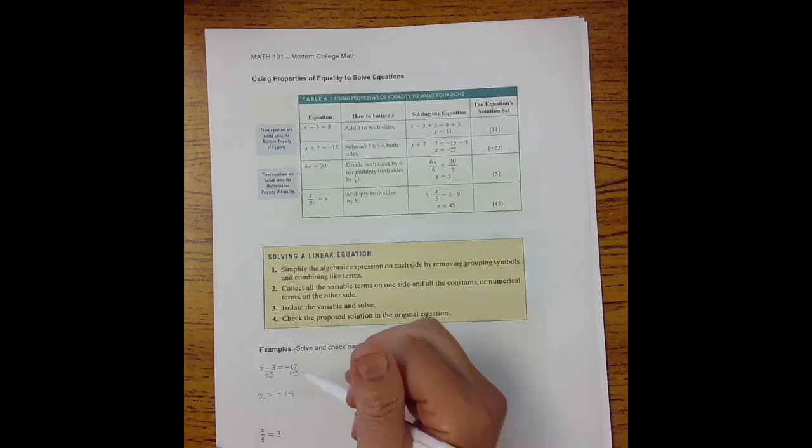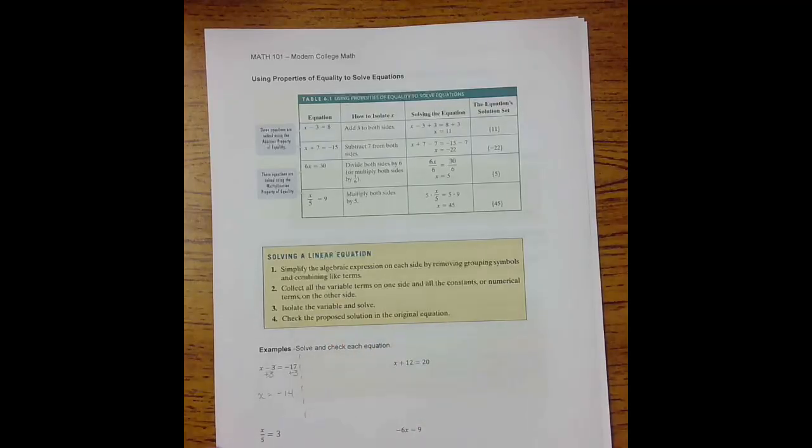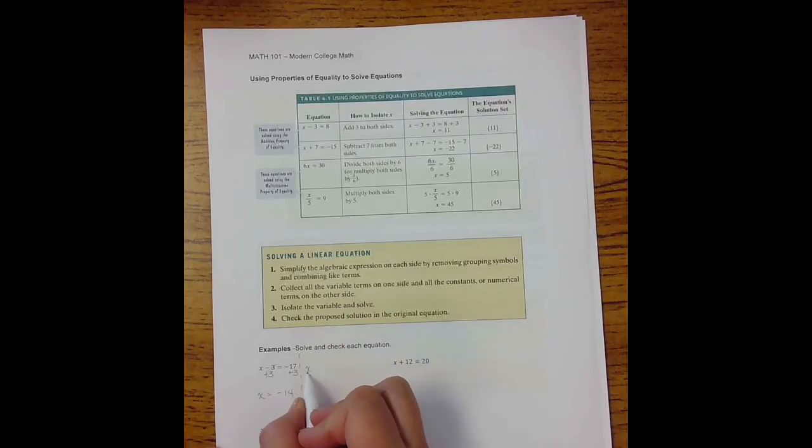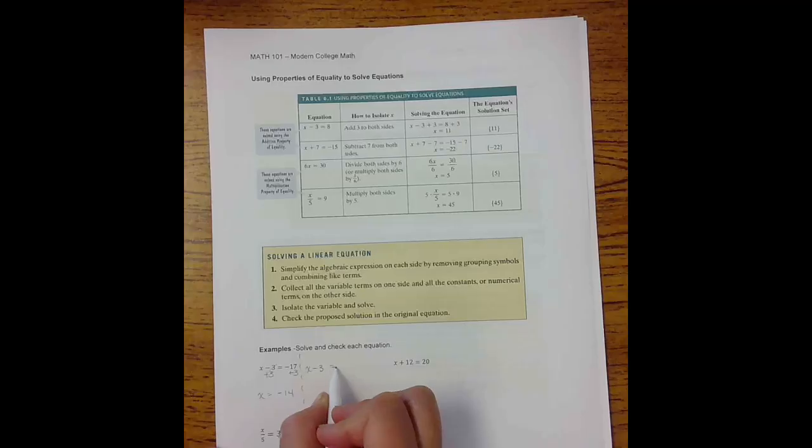Some of your books, when you were in algebra or pre-algebra, might have had you do x minus 3 is equal to negative 17.